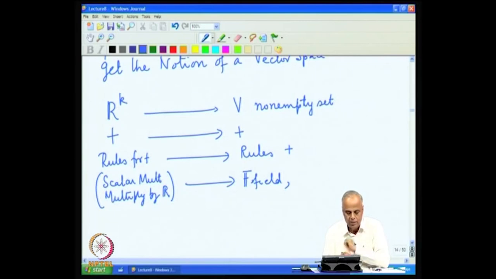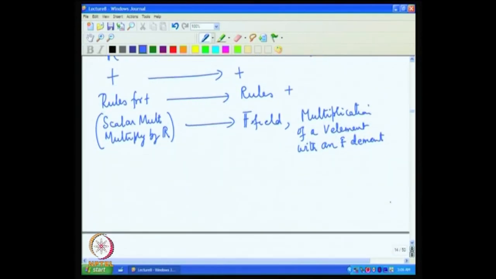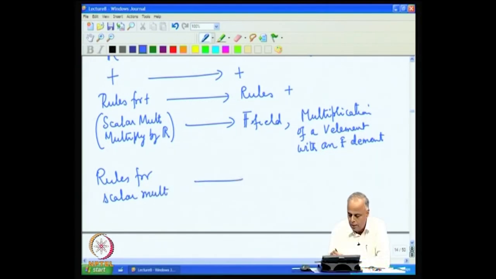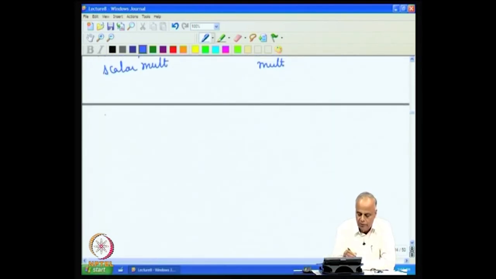The notion of a field is akin to the real numbers with both addition and multiplication. Take all those properties that addition and multiplication have in R and put it in an abstract form, we get the notion of a field, and therefore, this has to be generalized as multiplication of a V element with an F element. This is the generalized version of scalar multiplication, and then we had the rules for scalar multiplication, and that has to be generalized as rules for scalar multiplication. When we do all these generalizations, we get the notion of an abstract vector space. So, we shall now give this formal definition of a vector space.